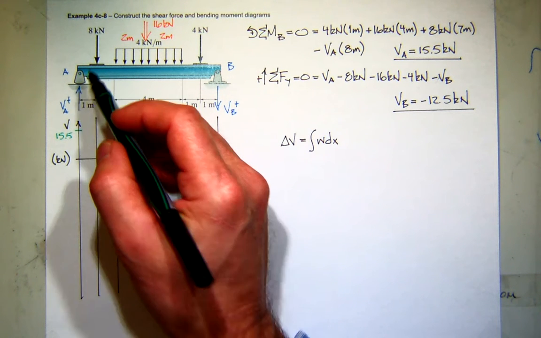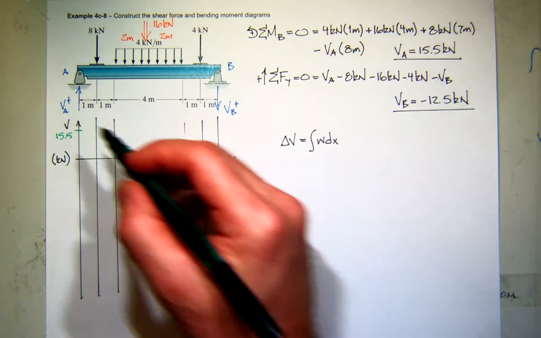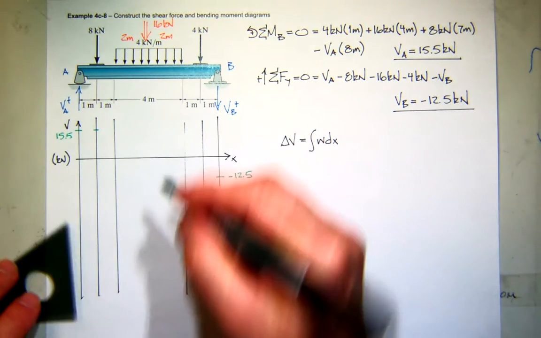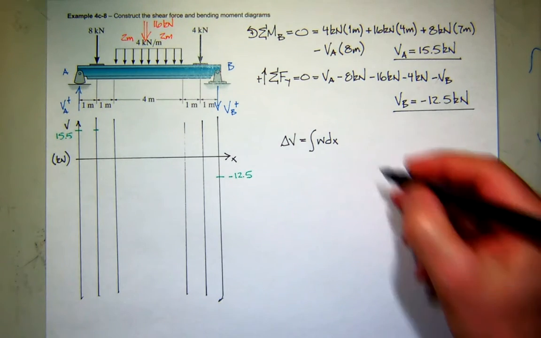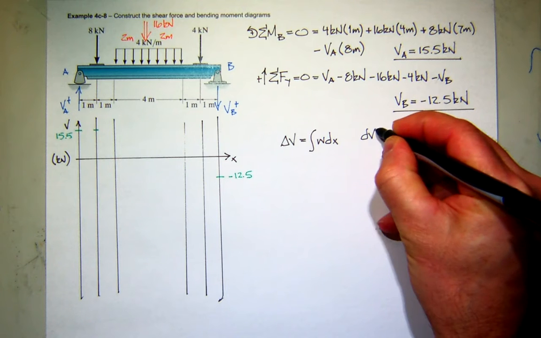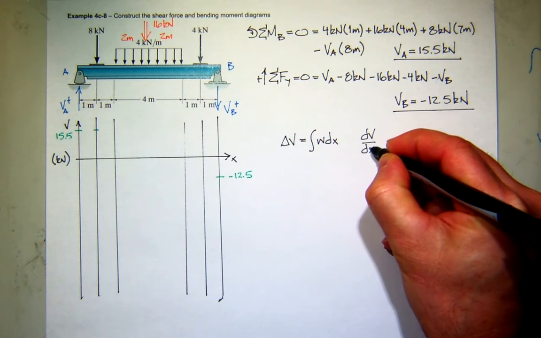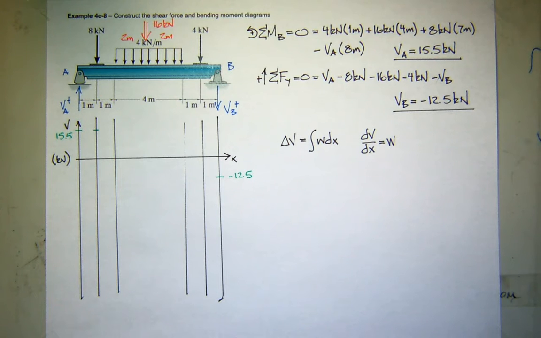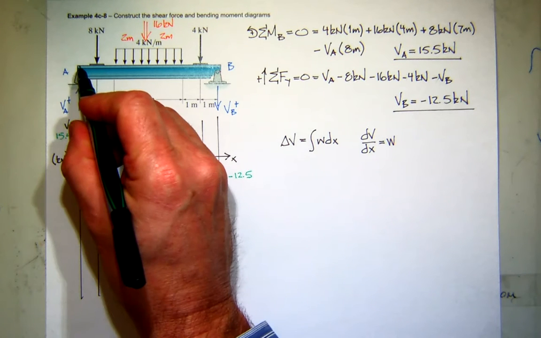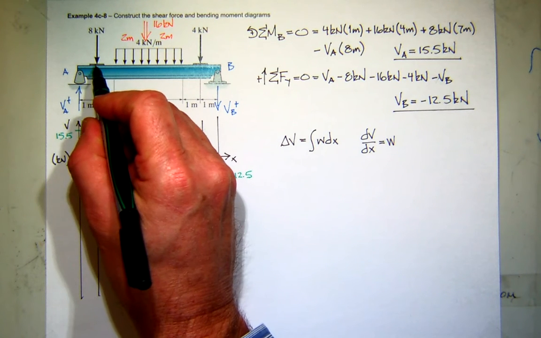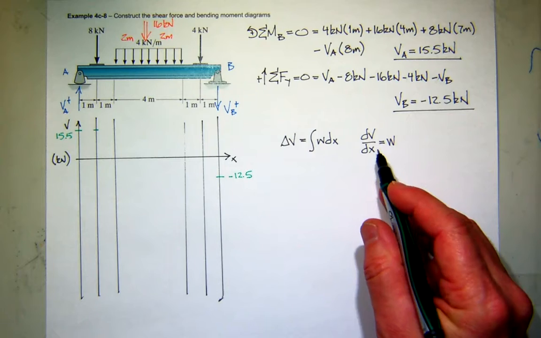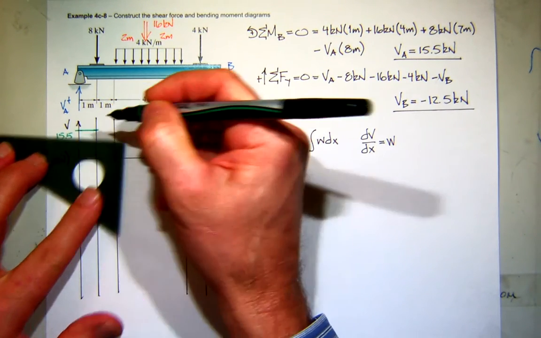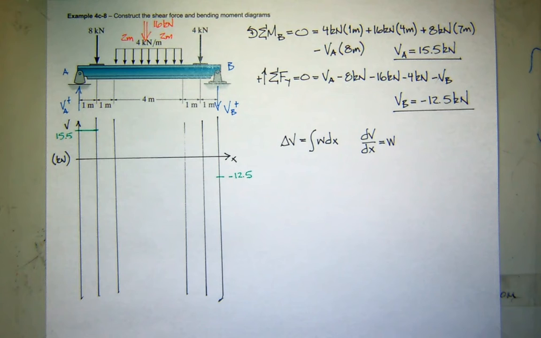So there's no change. I start at 15.5, and I am going to end at 15.5. We know that the slope of the shear diagram, the derivative, is equal to the load. What's the load in this section? 0. 0 load, 0 slope. So I have the first meter as constant shear.